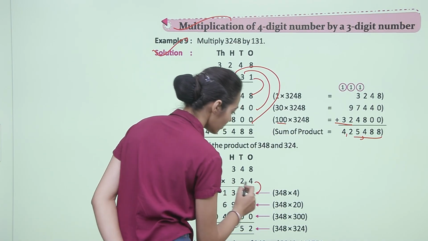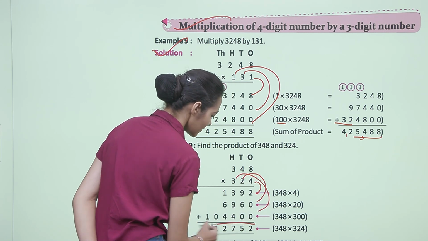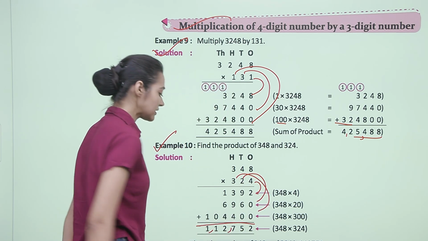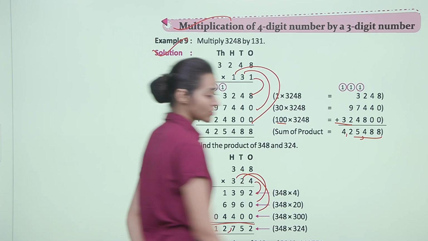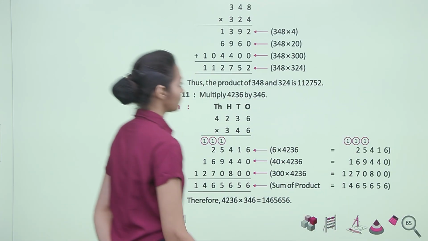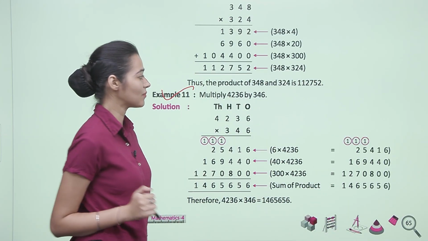Similarly, in example number 10, we have to find the product. Firstly we multiplied by 4, then by 20, then by 300, and after doing all this, the sum we get is 1,12,752.